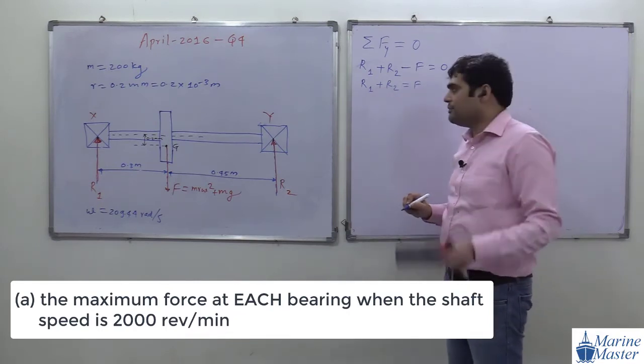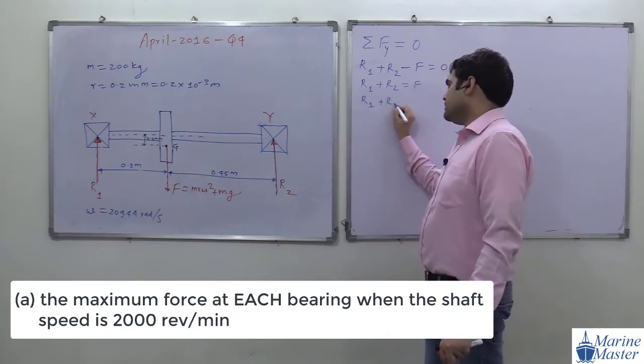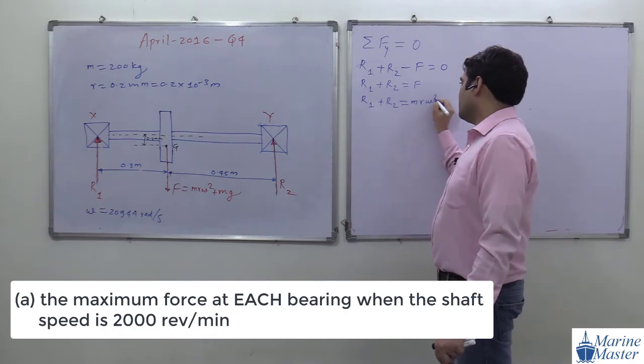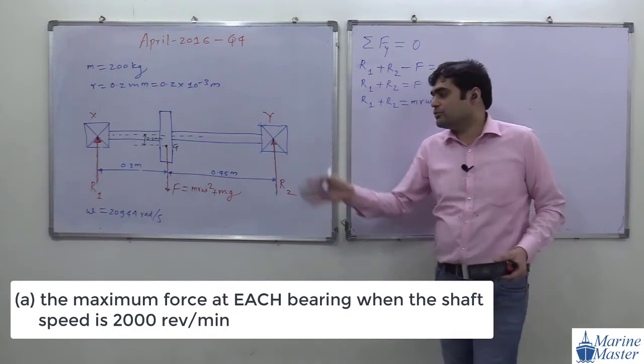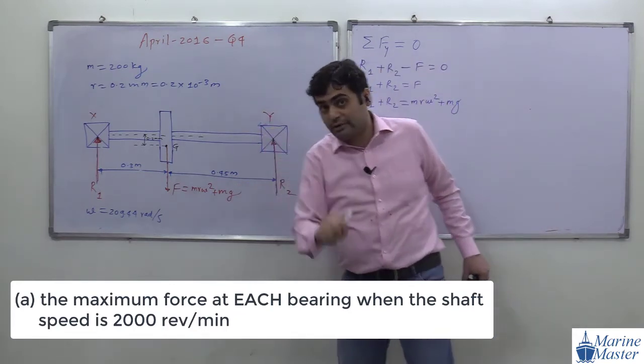And what is the meaning of F here, guys? F means m r omega square plus weight mg. That will be the combination, the overall effect when G is at the bottommost position. Just now we have discussed.